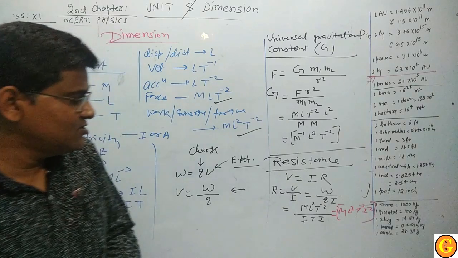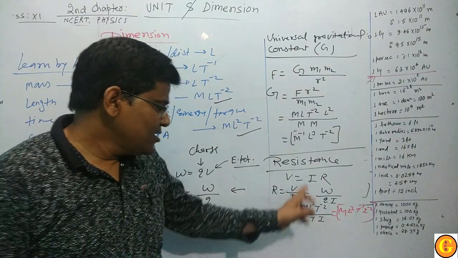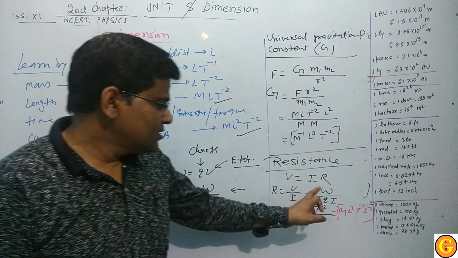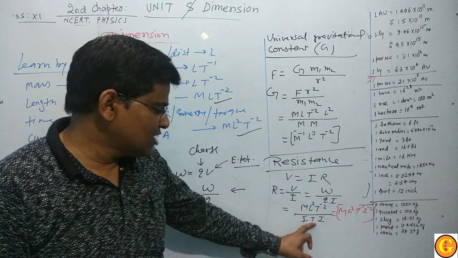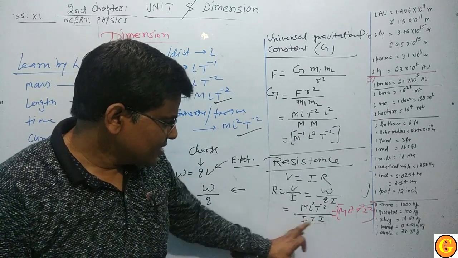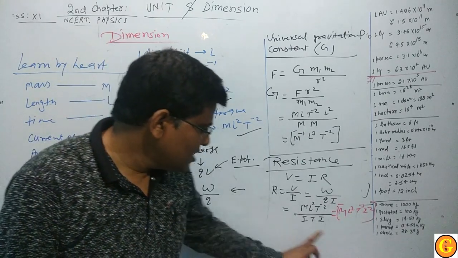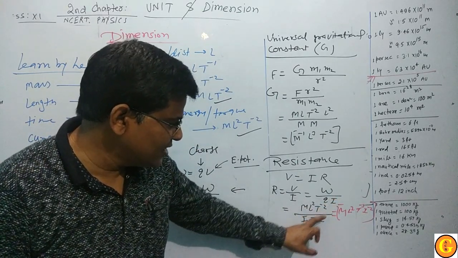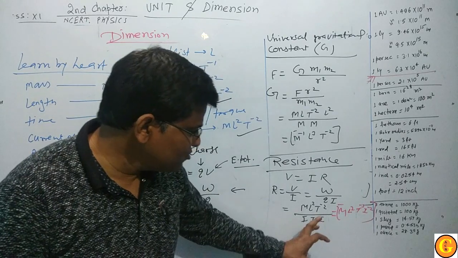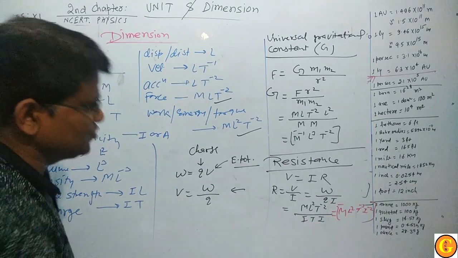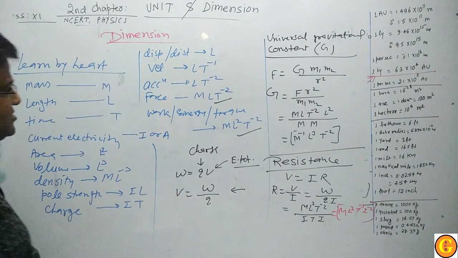Dimension of R is equal to V by I. V means W by Q. Then this is W by Q. Q is the charge. Charge is IT, and this is the I. Then this becomes I⁻², and T goes in the numerator. Then ML² T⁻³ I⁻². This is the dimension of resistance.